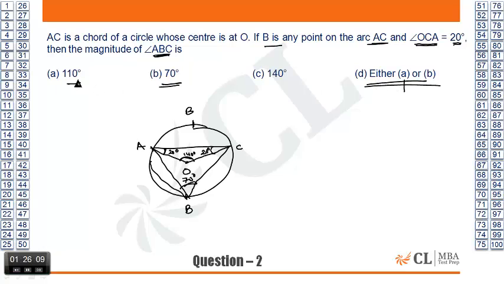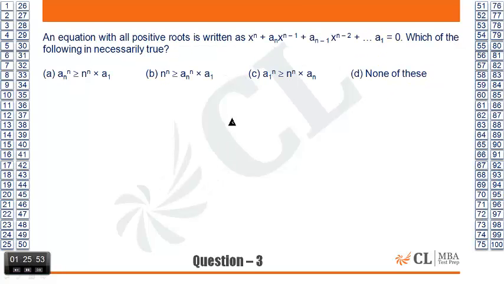A or B? 110. Looks like 110. Will it be 110? 110 plus 70 is 180. Oh yeah, cyclic quadrilateral. Cyclic quadrilateral, opposite angles add up to 180. Wasted time. I should have just marked either A or B. Two questions. Where are we? 5 minutes. Two questions. Not bad.